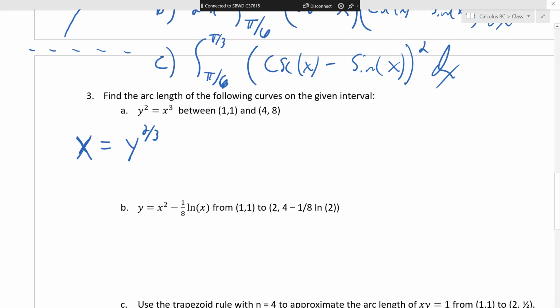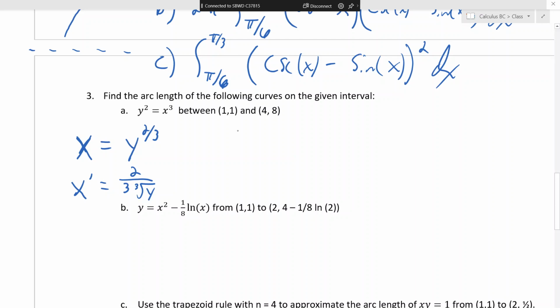So all I need to do is derive that. We're going to find x prime with respect to y. That's going to be 2 over 3 cubed root y. Is that right? We're going to square that, add 1, and take the square root. That's arc length.